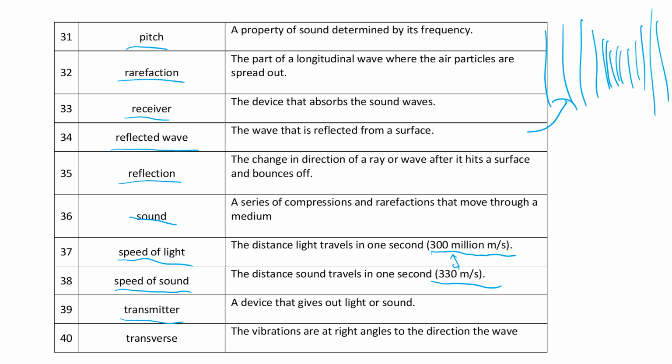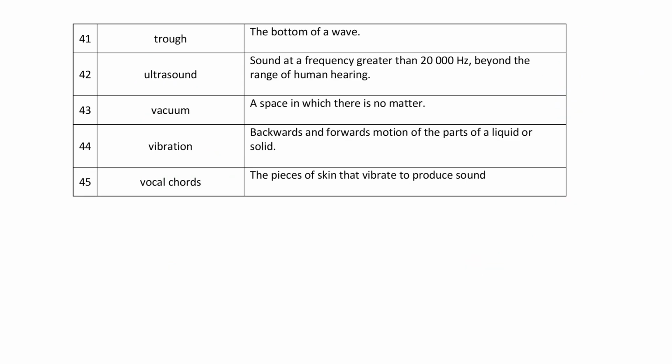The vibrations are at right angles to the direction of the wave, okay, so that is one of those waves: a transverse wave. The bottom of a wave, okay, so what we're doing here is we're not just doing sound, we're doing light in here as well. So the bottom of a wave, that bit there, is a trough. I always think about pig's trough. Sound at a frequency greater than 20,000 hertz, that's higher than we can hear, is ultrasound. A space in which there is no matter: vacuum. That is where no sound can travel through.